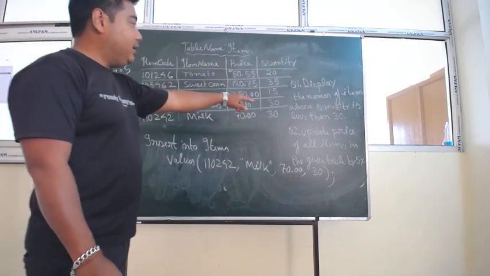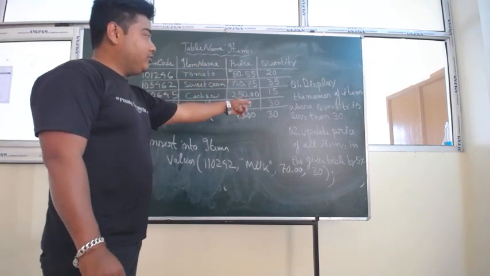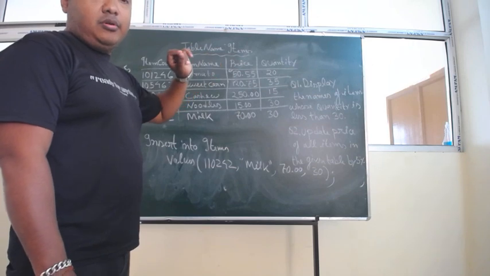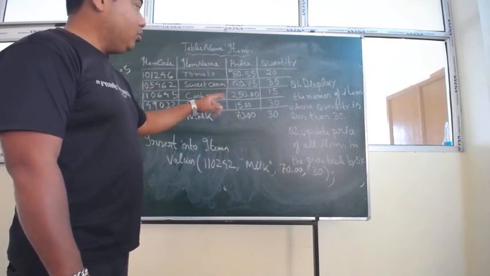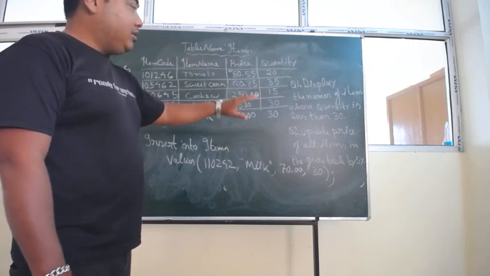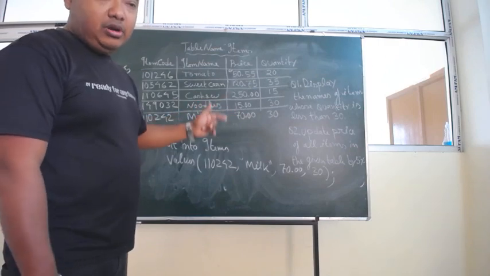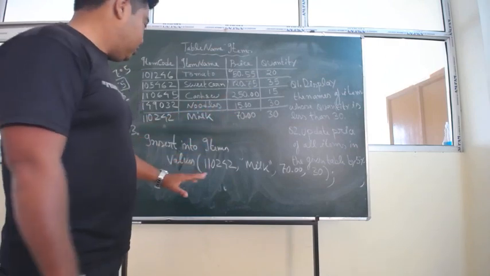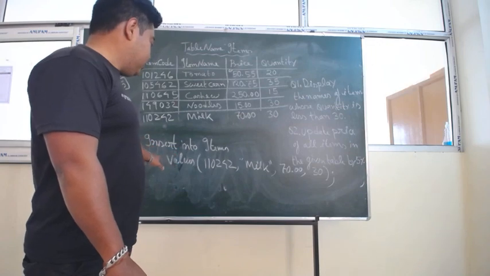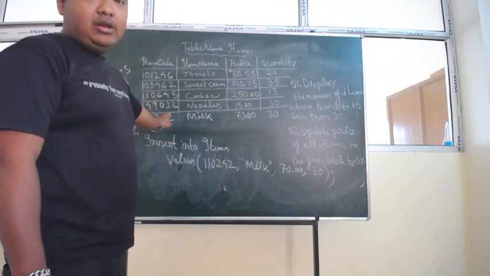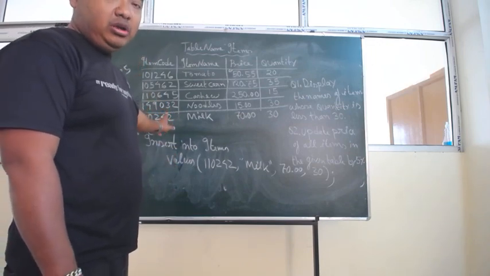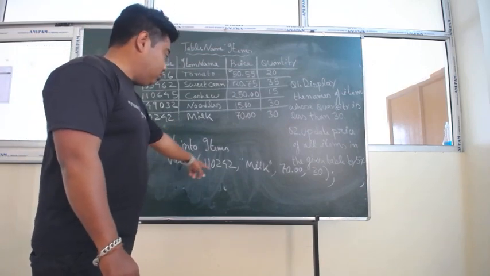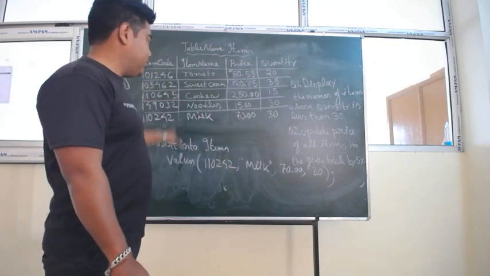So how to display the items, all items or a particular item, that one also told in this session. How to update the price of all the items or a particular item with the where clause, that one also told. And how to insert the item into the table. Suppose 4 items are there, another one I want, the 5th item I want. So how to insert that one also told in this session.